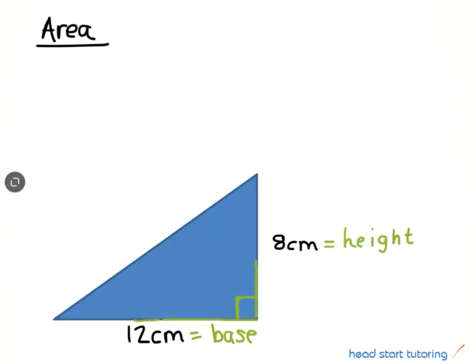Now we have a look at the formula for the area of a triangle. The area of a triangle is half base times height. Right, so let's just first have a look at this triangle. If we were to draw another triangle, pretty much exactly the same as this triangle, but just on top of it, we would see that we have a rectangle.